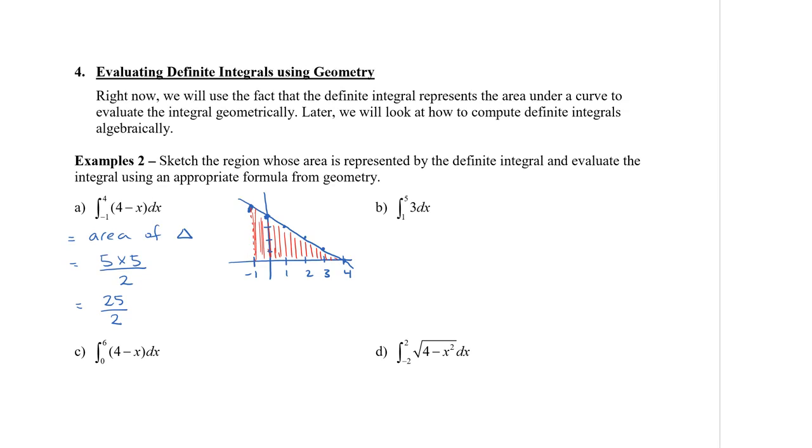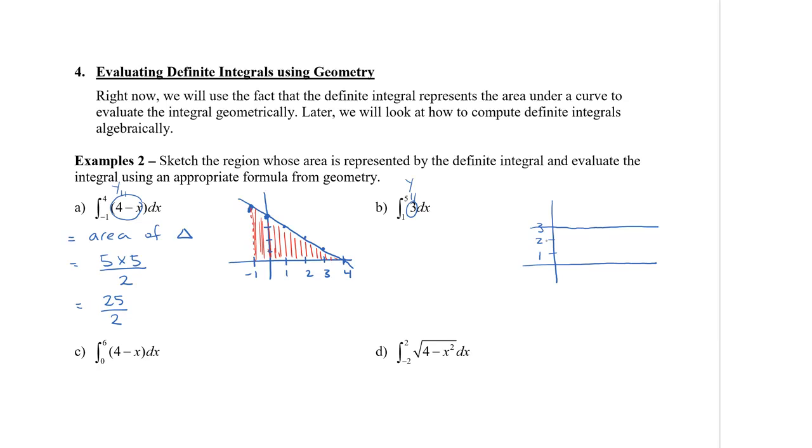All right, let's take a look at the next one. So the next one's a little bit odd because it just has the number 3 there. So the number 3, remember that the integrand is actually y equals. So when I say 4 minus x, I'm actually saying that y equals 4 minus x. And then here, I'm actually saying that y equals 3. So what this means is that I actually have a horizontal line. So I'm going to draw a horizontal line at 3.